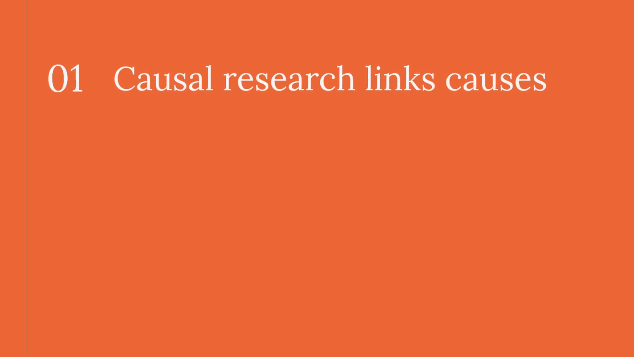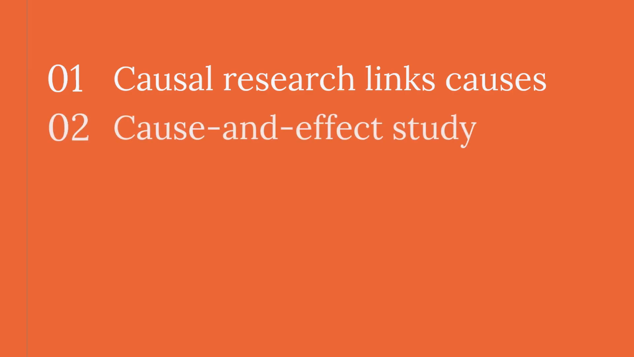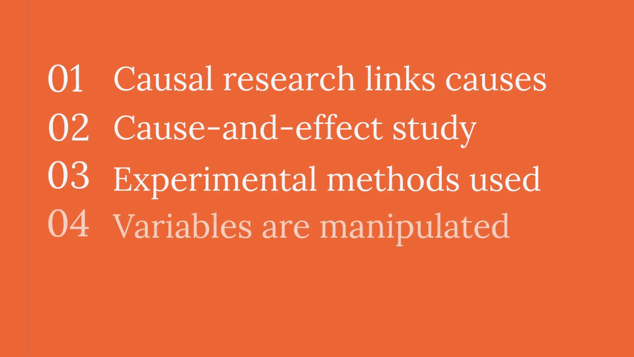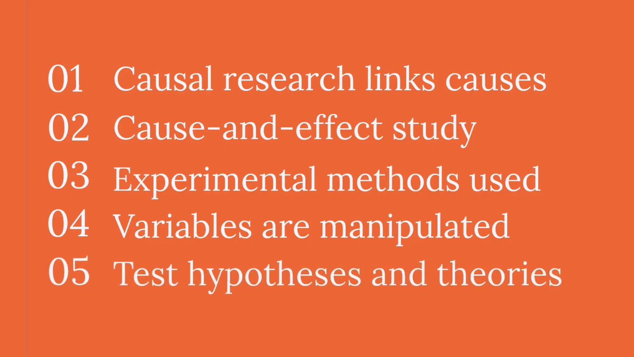Causal research establishes cause and effect relationships. It answers questions like what causes or how does X affect Y? Experimental methods manipulate variables to observe effects. Causal research is crucial for understanding interactions between factors. It's used to test hypotheses and validate theories.